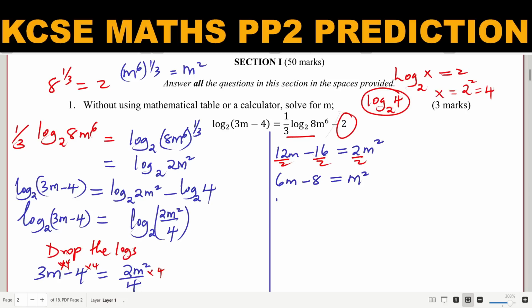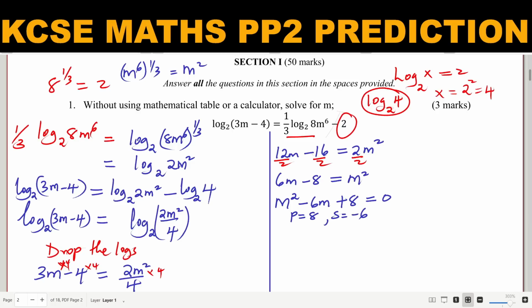So when you reorganize these, you will get m squared. Take 6m to the other side to be minus 6m. Then take minus 8 to the other side, to give plus 8 is equal to 0. So that is a quadratic equation. You can solve that using any suitable method. I'll use factorization. So I'll look for two numbers whose product is 8 and sum is -6.